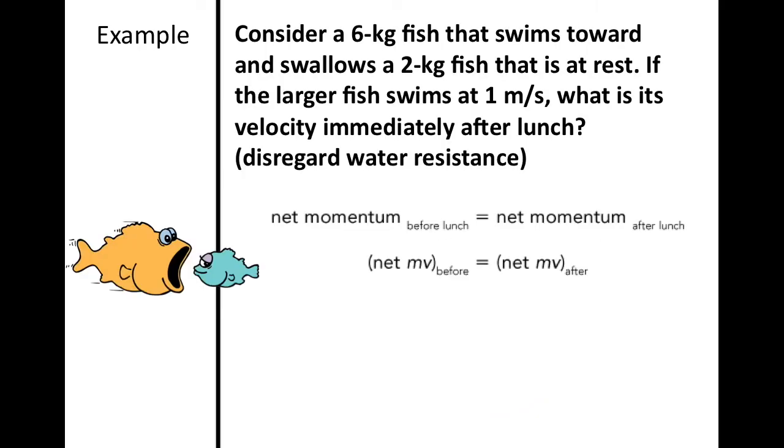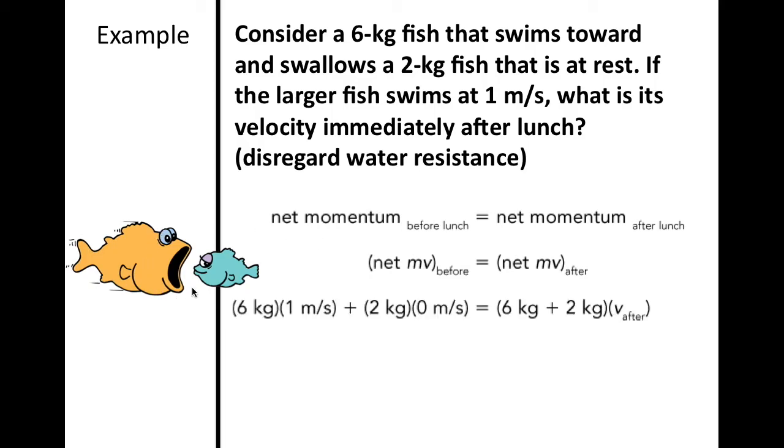Here's an example. Consider a 6 kilogram fish that swims toward and swallows a 2 kilogram fish that is at rest. If the larger fish swims at 1 meter per second, what is its velocity immediately after the lunge? Disregard water resistance. So what we remember is that the net momentum before the lunge will need to equal the net momentum after the lunge. So this is before the collision and after the collision. Also remember that momentum is the mass times the velocity. Let's go ahead and solve this.